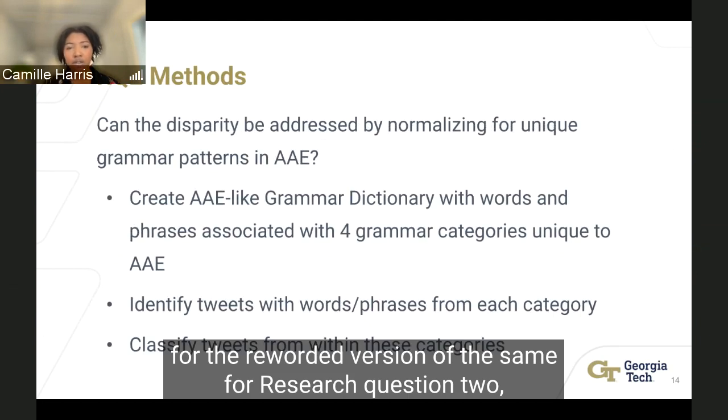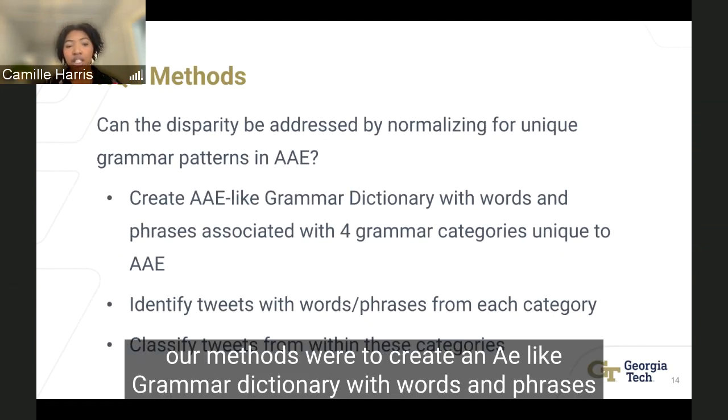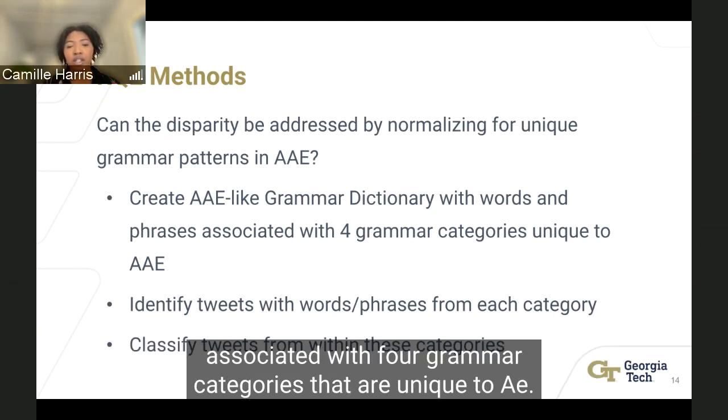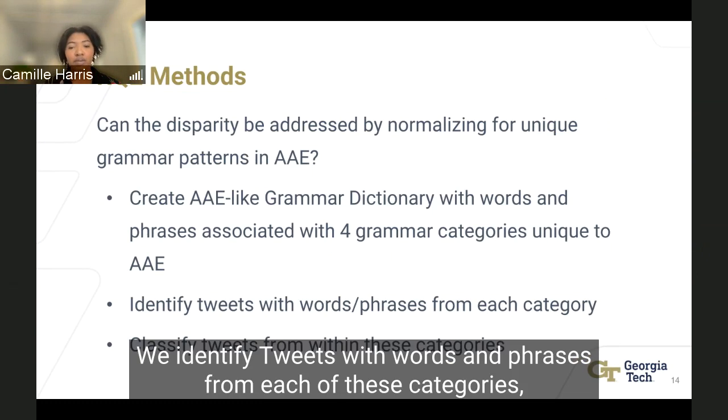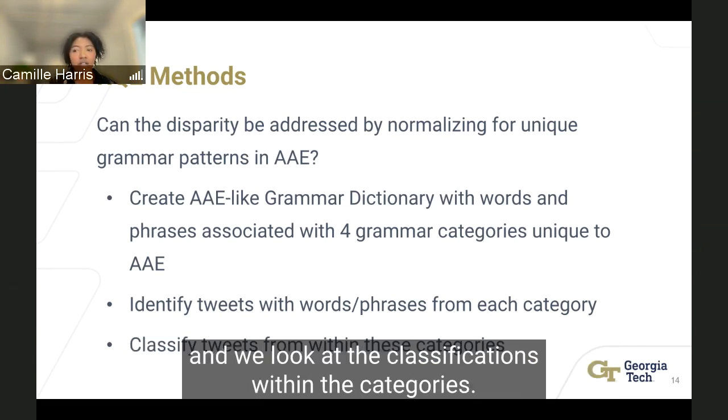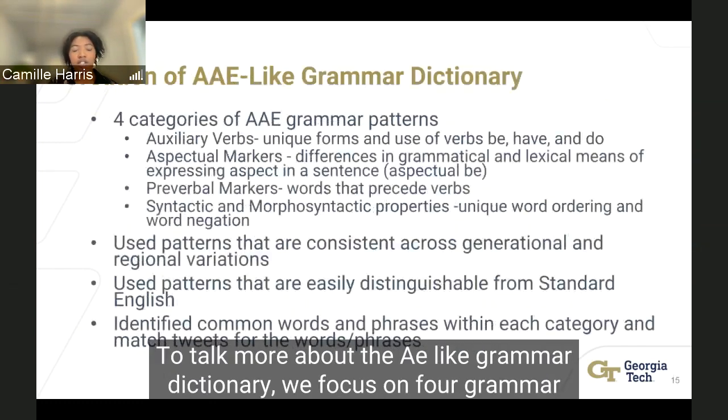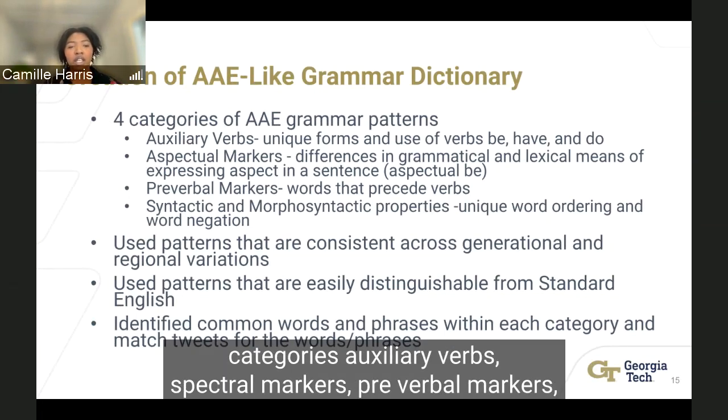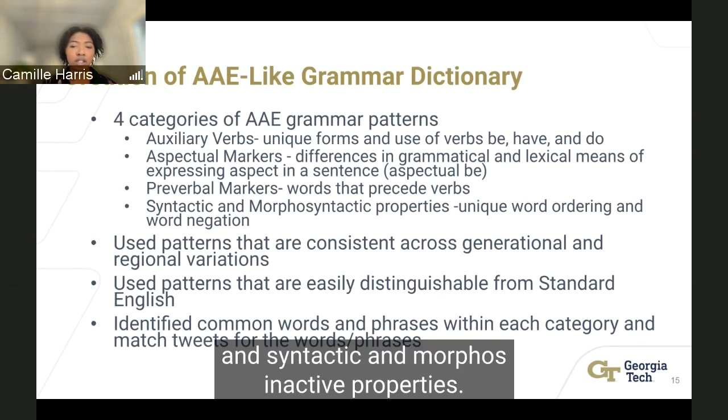For research question 2, our methods were to create an AAE-like grammar dictionary with words and phrases associated with the 4 grammar categories that are unique to AAE. We identified tweets with words and phrases from each of these categories, and we look at the classifications within the categories. To talk more about the AAE-like grammar dictionary, we focus on 4 grammar categories: auxiliary verbs, spectral markers, preverbal markers, and syntactic and morphosyntactic properties.